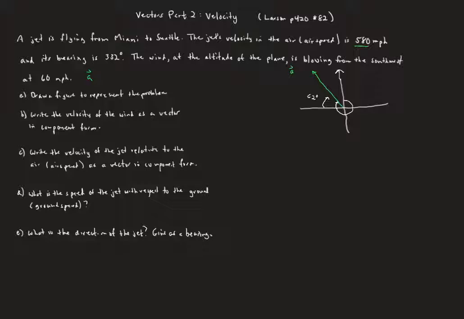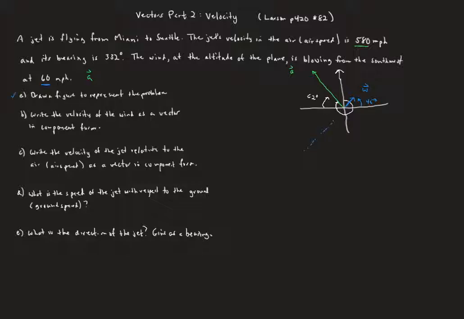Now the wind speed, I'm going to change and call it blue, and it's got a magnitude of 60, and it's coming from the southwest. So since it's coming from the southwest, we are going to draw it as a vector that is at a 45-degree angle going up here in quadrant 1. And since its magnitude is 60, I'm going to make its length significantly smaller than the airspeed vector, which has a length that's representing that magnitude of 580. I'm going to call this a 45-degree angle here, and this is our wind speed vector. So this is part A. We've got a picture that is representing the information given in the problem.